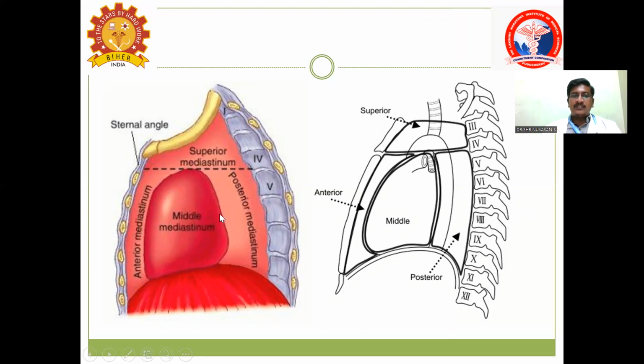So the mediastinum is divided by the imaginary line drawn from the inferior margin of the vertebra to the sternal angle, superiorly into the superior mediastinum, then the inferior mediastinum. The inferior mediastinum is further divided into anterior, middle, and posterior. So you can clearly understand how the mediastinum is divided into superior and inferior, and further into anterior, middle, and posterior mediastinum.